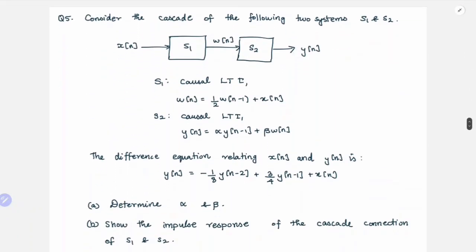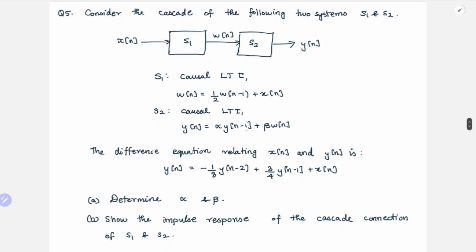Consider the cascade of the following two systems, S1 and S2. You have x of n giving w of n passing through S1, and S2 is giving y of n. S1 is given as causal LTI, and the relationship is w of n is equal to 1 by 2 w of n minus 1 plus x of n. And S2 also is a causal LTI system with y of n equal to alpha y of n minus 1 plus beta w of n.